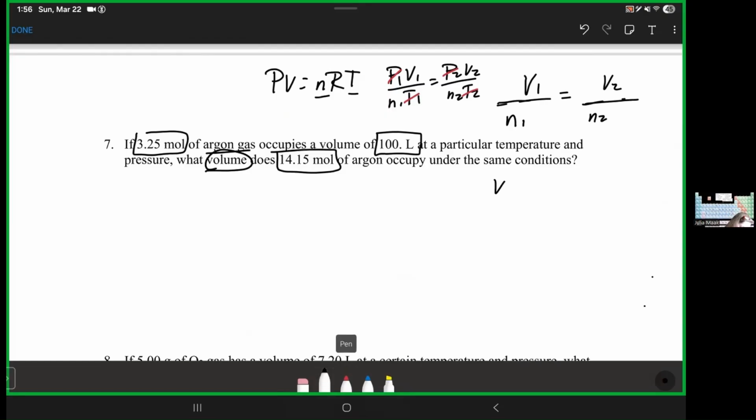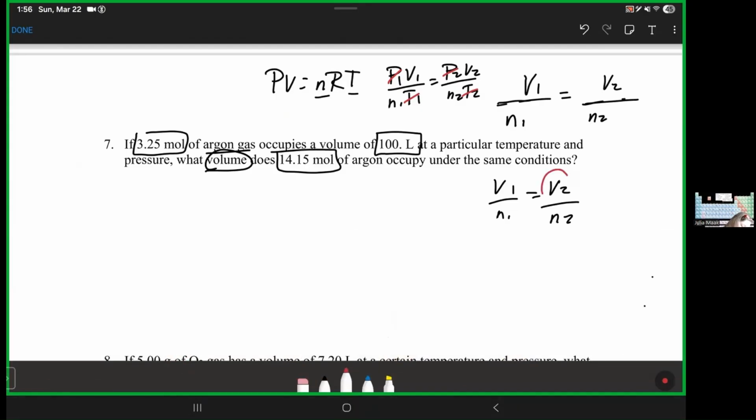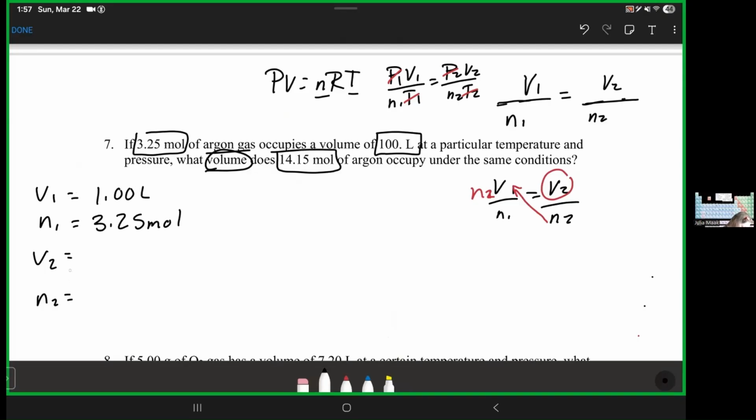So we're using the V1 over N1 equals V2 over N2. We're isolating for the second volume. So we're going to move our moles to the top on the other side. Okay, so I have my V1, N1, V2, N2. Okay, I have 3.25 moles to start with, and that is at 1 liter. And I'm looking for the second volume. My second moles is 4.15 moles.